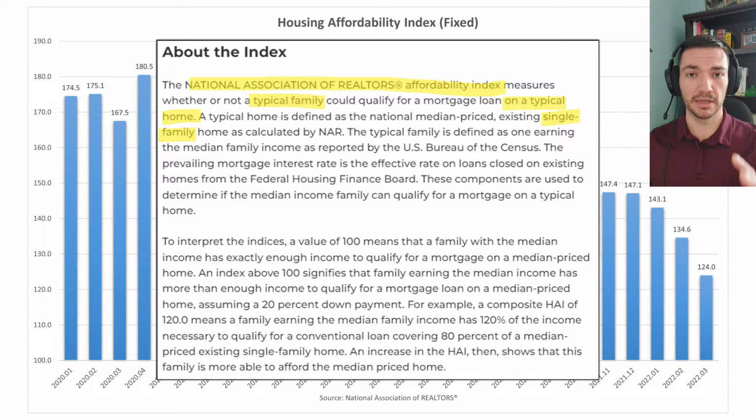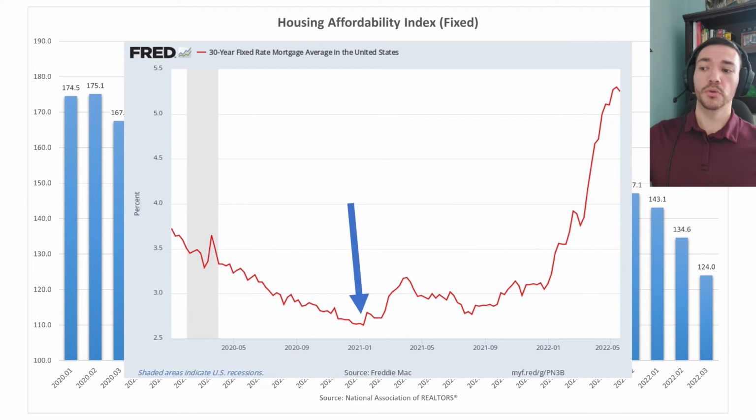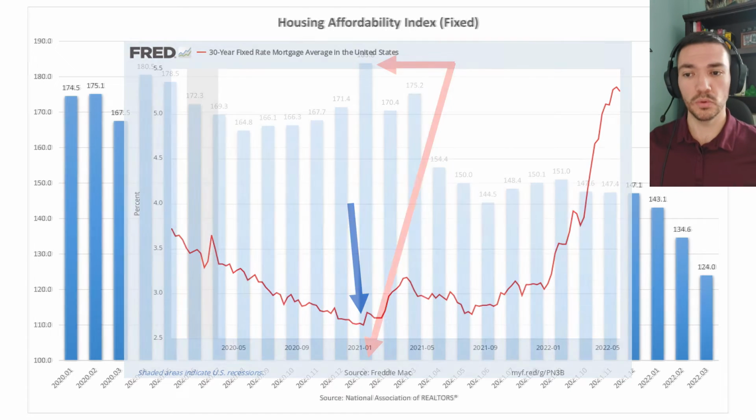If a typical income can handle that, you are at exactly 100. 100 again means that your income is exactly enough to cover a mortgage of a typical median price single family home. Anything above 100 means you have more than enough. All of this is median based, so it's not going to apply to every buyer. However, here it is. When rates took a dip in the beginning of 2021, when they were at their absolute lowest, this is in January of 2021, housing affordability went through the roof.